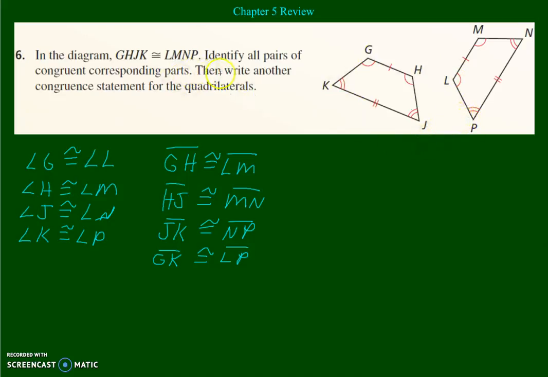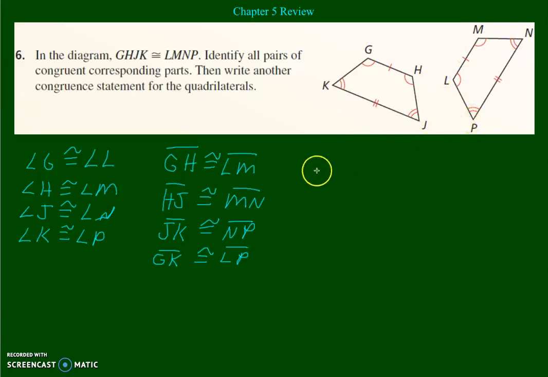Now the final part says write another congruent statement for the quadrilaterals. It doesn't really matter how you write these as long as you go in the same order. You can't randomly select vertices. So in this case we started with G and went clockwise. So if we wanted to, we could go counterclockwise. If we go counterclockwise in this figure, we must go counterclockwise in this one.